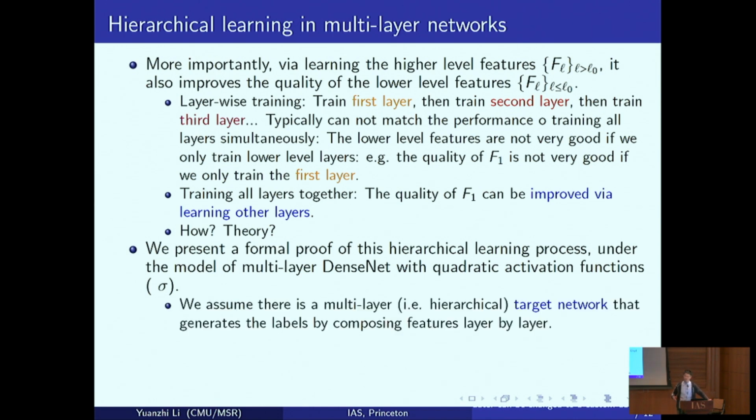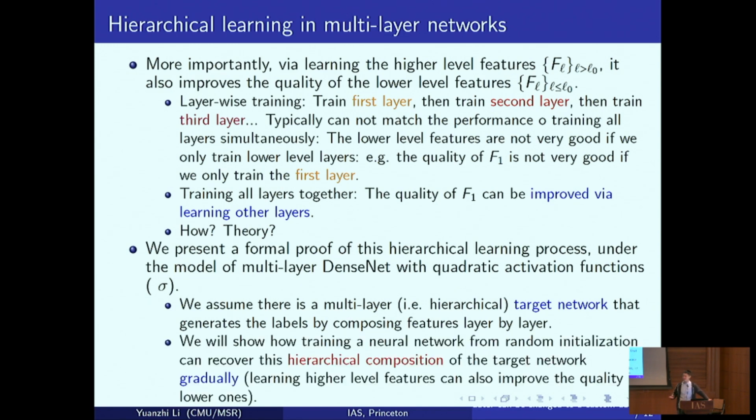And so the proof will go like this. We assume there is a multi-layer target network that decomposes this data hierarchically. That is a dense net with quadratic activation function. You can think of this as the final network you obtain after training. And then we will show how training a neural net from random initialization can recover this hierarchical decomposition, this multi-layer neural net, by learning each layer gradually. And also how the features get improved by training the higher level features.